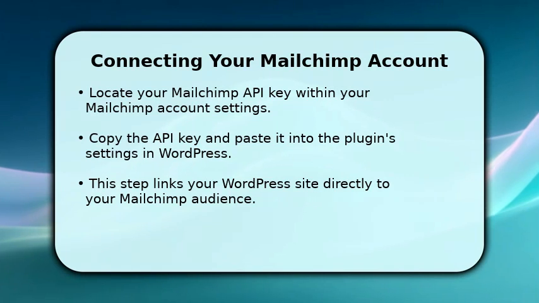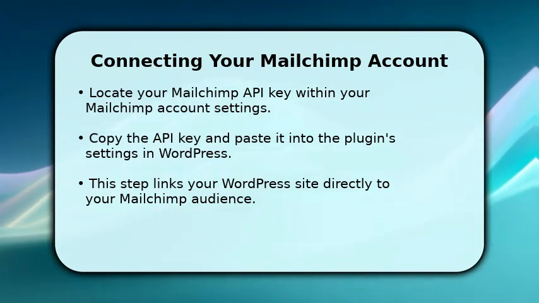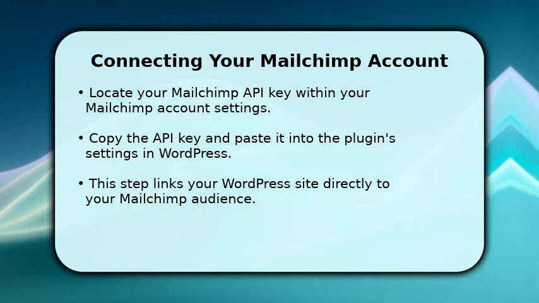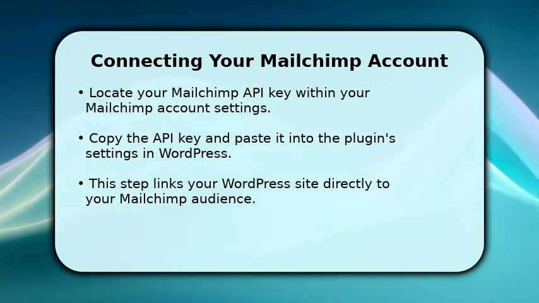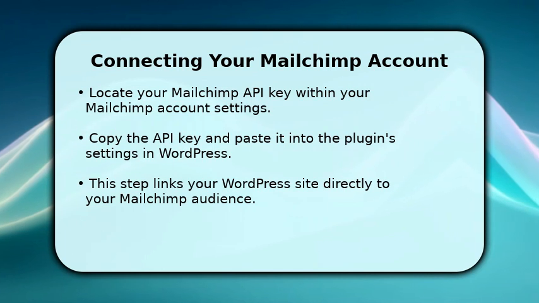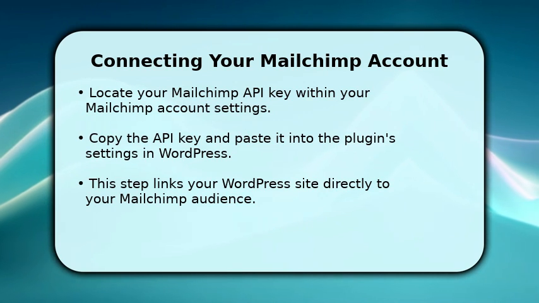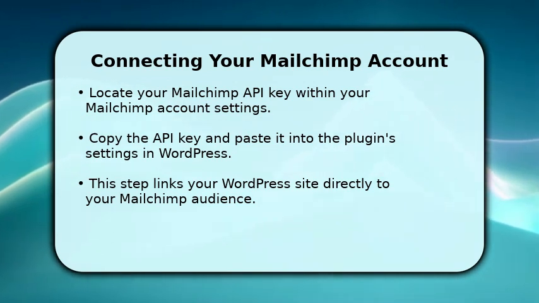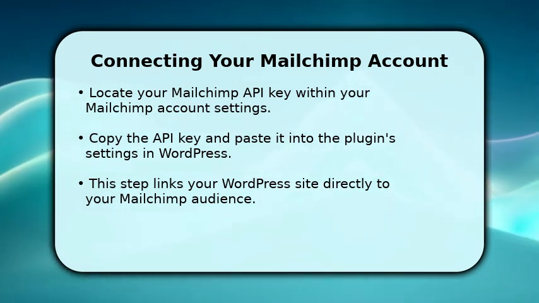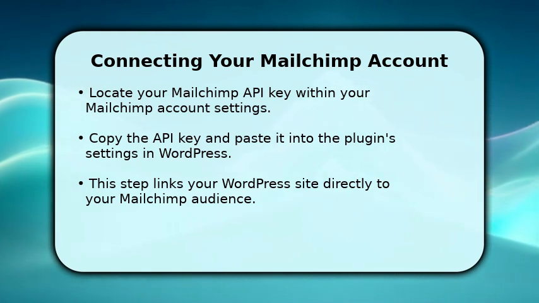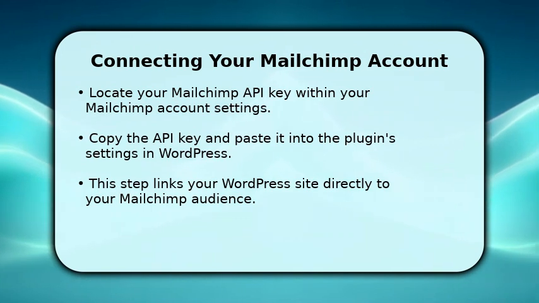Next, you'll need to connect your Mailchimp account. Log into Mailchimp and find your unique API key, typically located under your profile or account settings. Copy this long string of characters. Then, return to your WordPress plugin settings and paste the API key into the designated field. This action securely links your website to your Mailchimp audience, allowing for direct data transfer and management.